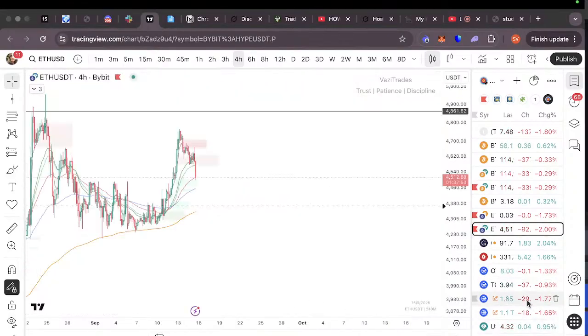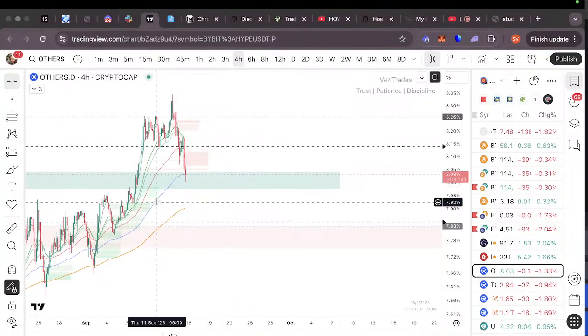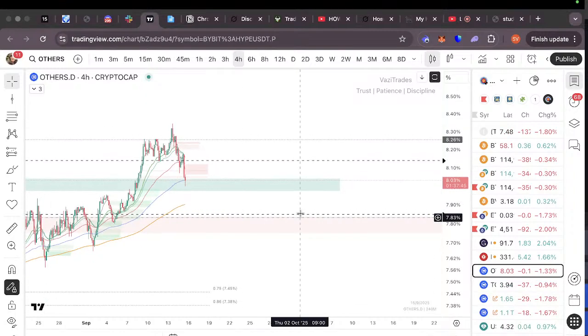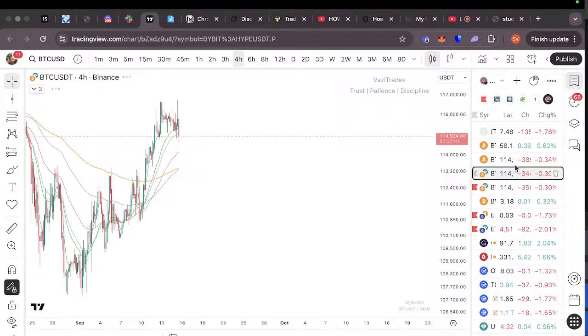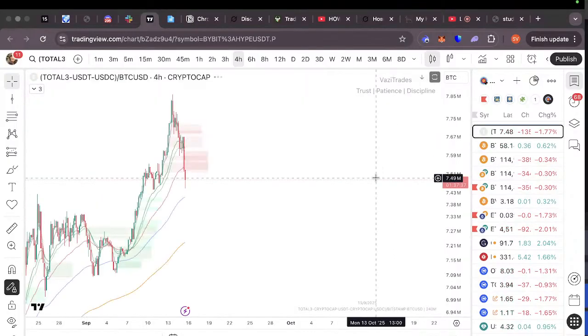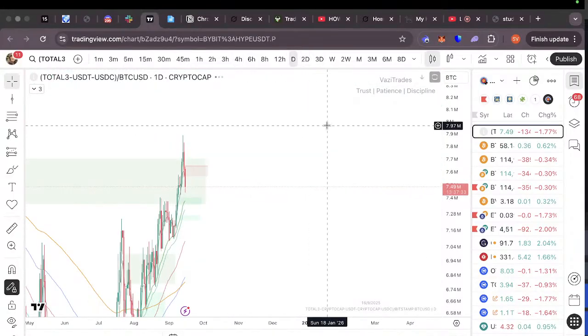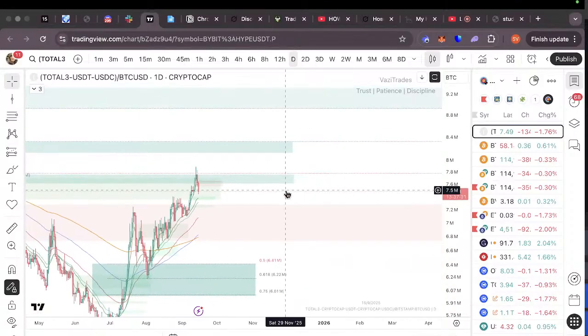So far it can still correct a bit till this 200 EMA, but it should not lose it. Very important to not lose this support. Then what I want to check, yeah, this one, total 3 versus Bitcoin. This is another chart I was talking about before.